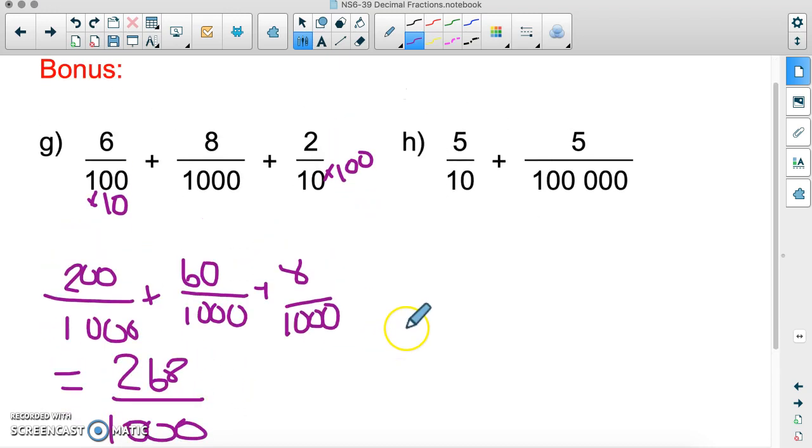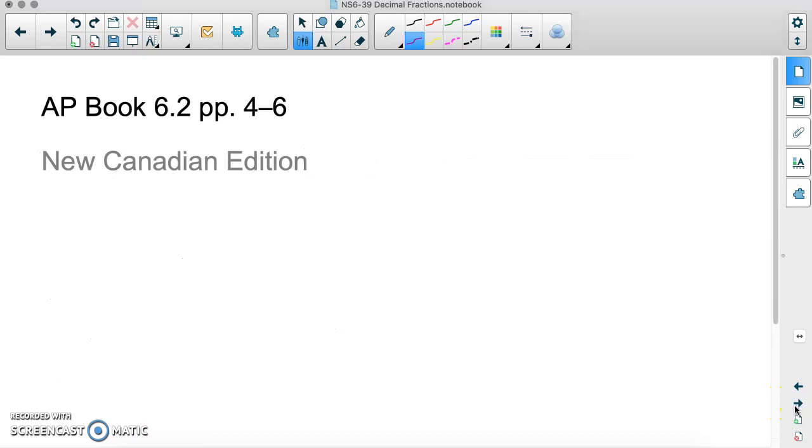Okay, I want you to give H a try on your whiteboard, and then you're good to start your activity for today. So your activity is in your brand new Jump 6.2 workbook, pages 4 to 6. When you are done that assignment, you're going to check in with myself, and then you're going to give the few extension questions a try that you have on your dashboard.